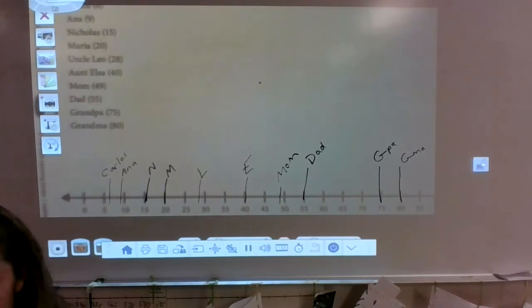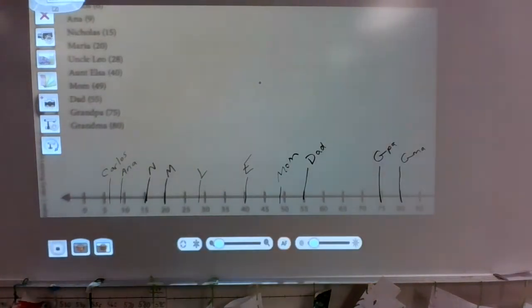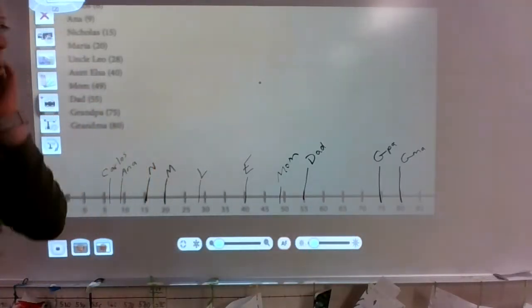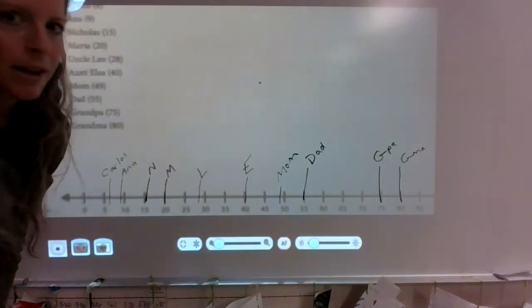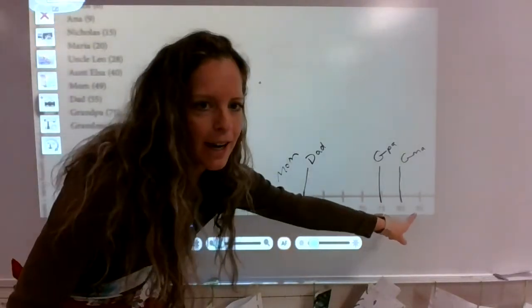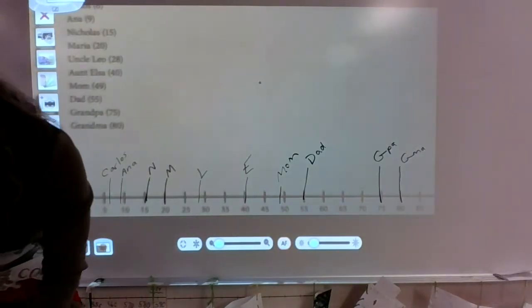How many people are in this family? You're right, there are 10 people. Next question. Who is the oldest member of the family? All the way on this end, it is Grandma. And how much older is Grandma than Grandpa? Remember, Grandpa was 75, Grandma's 80. She's 5 years older. You're right.